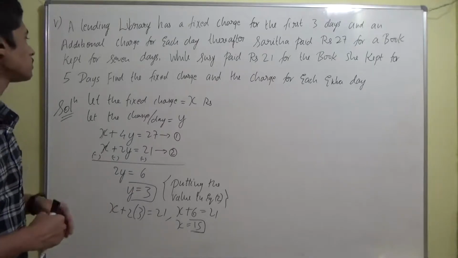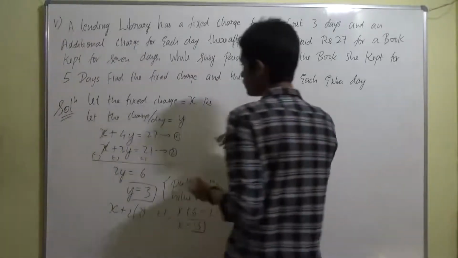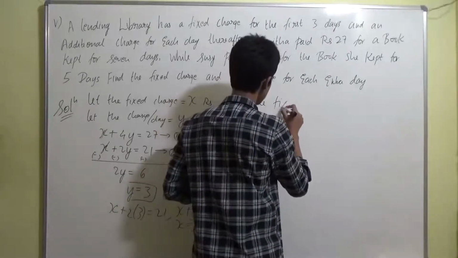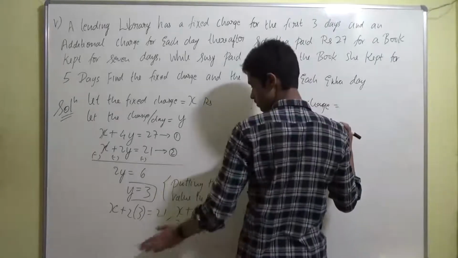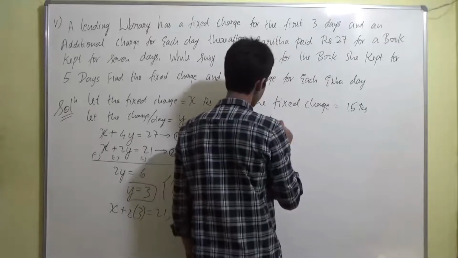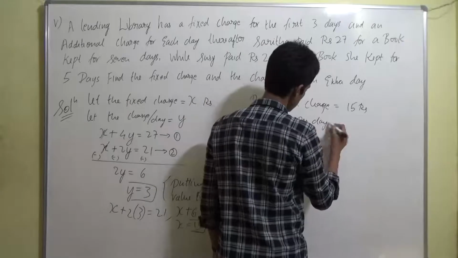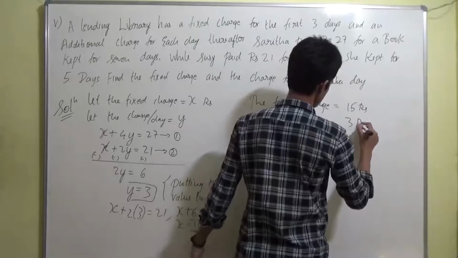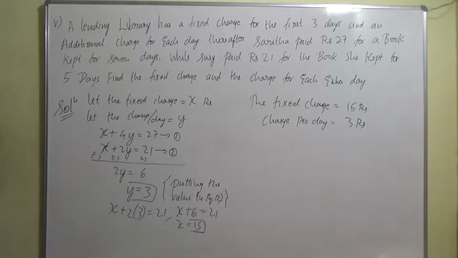Right, so that's it, guys. Find the fixed charge and the charge per day. We found it. So finally you can conclude by writing the fixed charge equal to 15 rupees, and charge per day after that equal to 3 rupees, right? 3 rupees per day. That's it, guys. As simple as that. Now I'll move aside. You can take the screenshot.